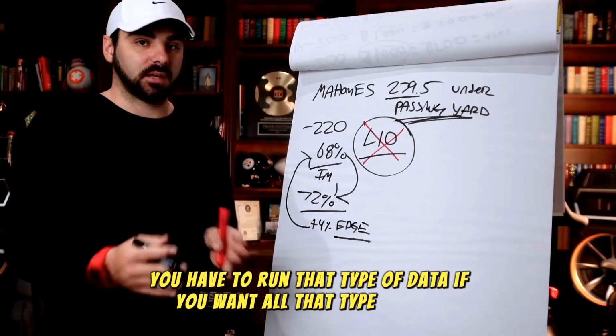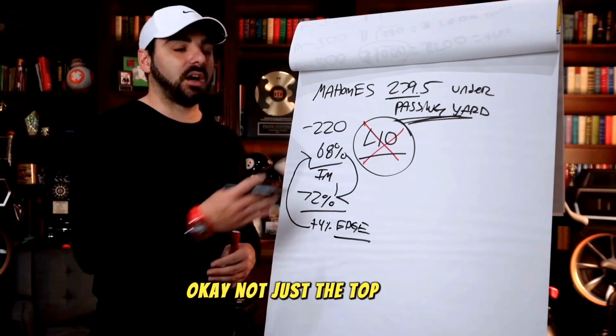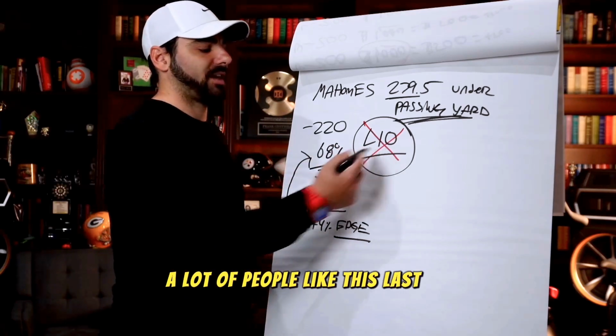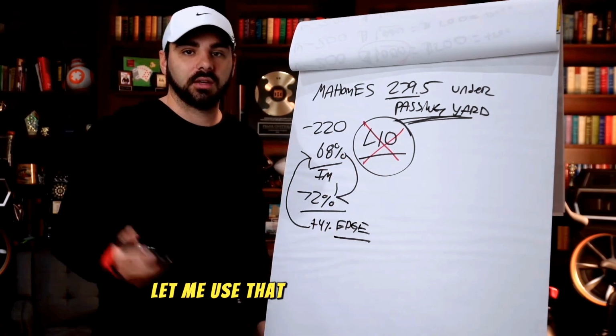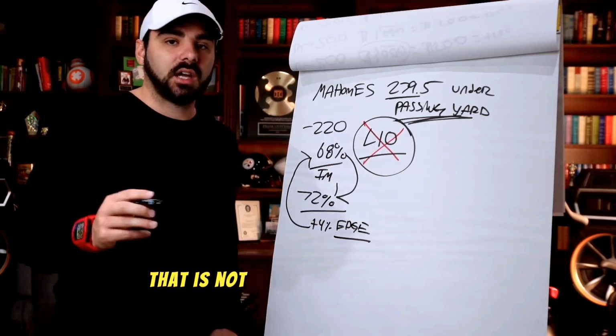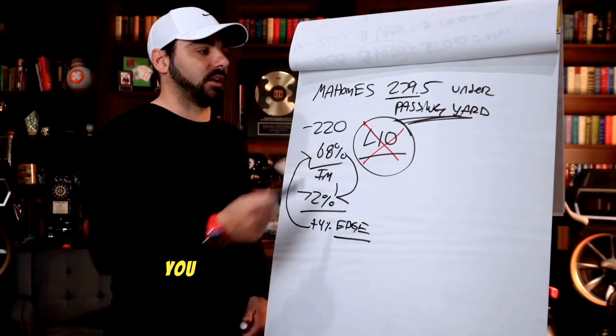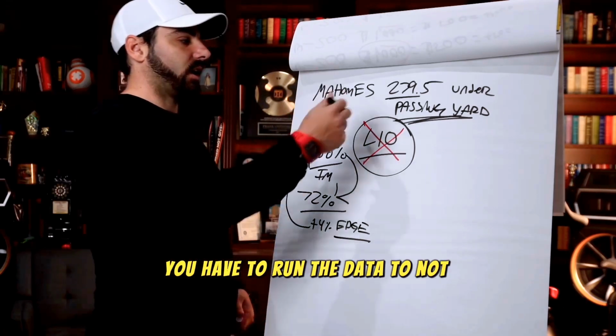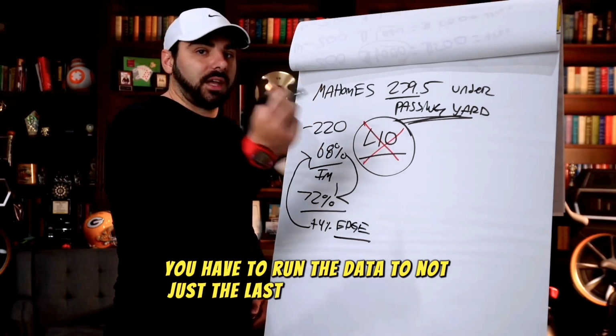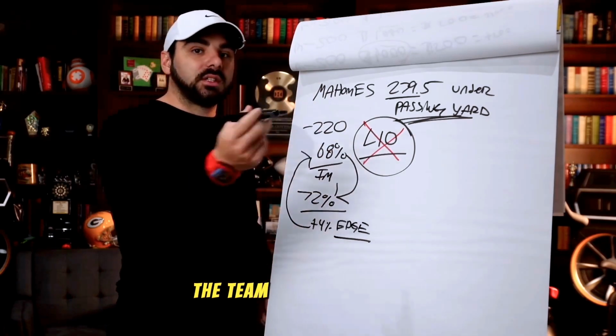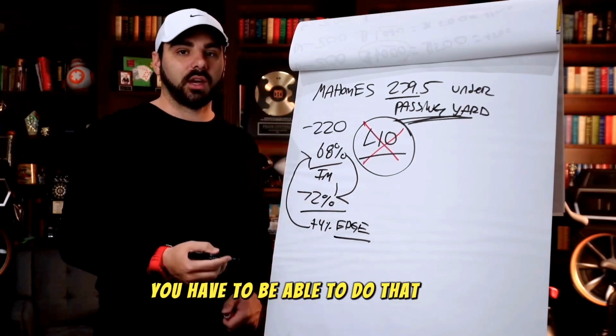You have to run all that type of data, okay? Not just the top layer. A lot of people are like, "Last 10 games. Yeah, let me use that." That does not work. That is not where you're going to find all the data at. You have to run the data to not just the last 10, but the whole season, the team that he's playing. You have to be able to do that, okay?